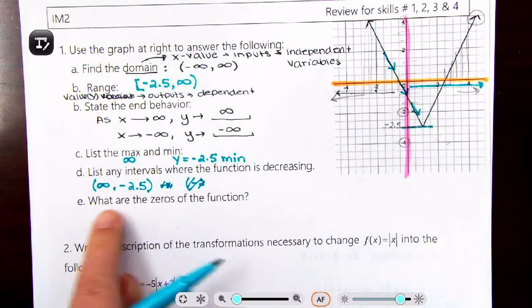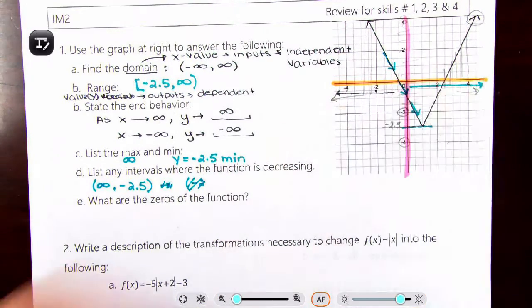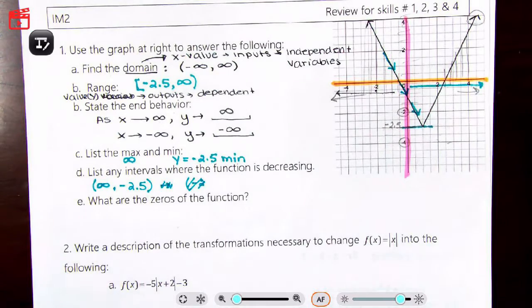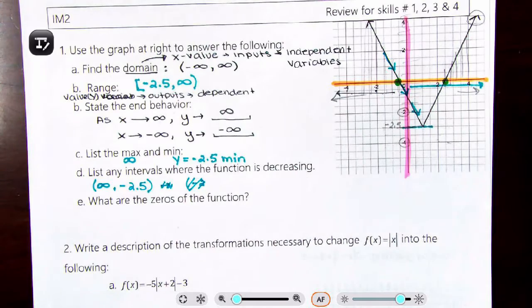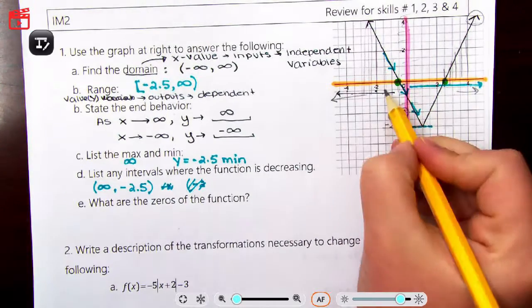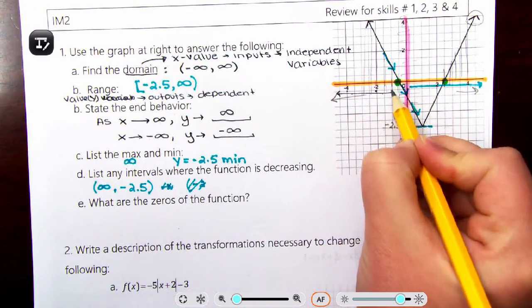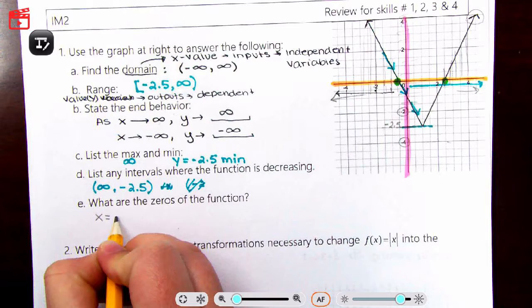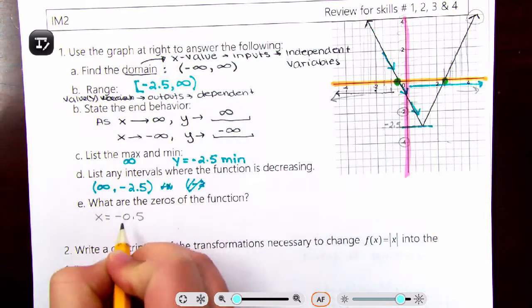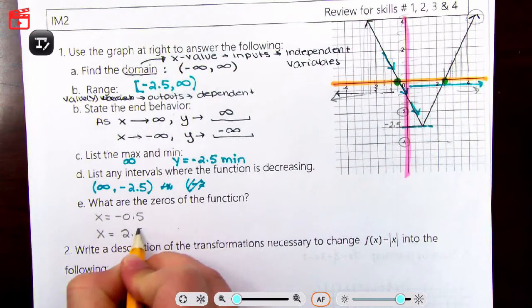And then where are the zeros of the function? So zeros of the function are the x-intercepts. So where they cross the x-axis. So here they are. Here's one, and here's another one. So here we have each one is 1, 2, 3, 4. That means this is 1. So there's 1 zero at x equals negative 0.5. And there's another zero at x equals 2.5.